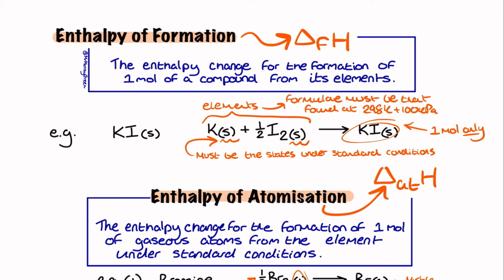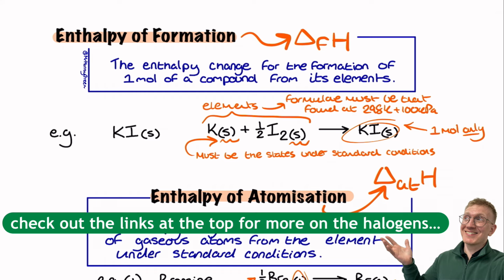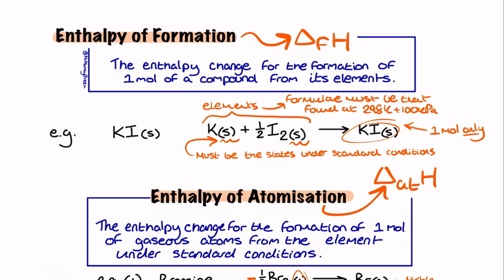Especially if the halogens are involved. You need to know that the standard condition states for fluorine, chlorine, bromine and iodine are gas, gas, liquid and solid respectively. These are such common exam mistakes. Please watch out for these.